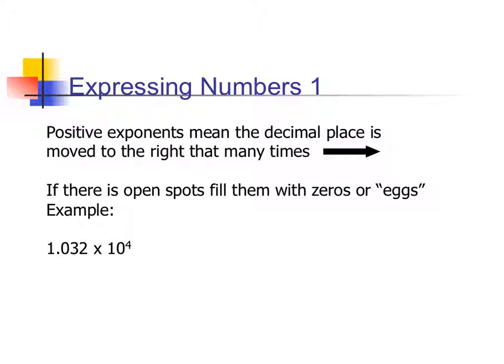So if we take our example here, and we move it 4 places. So I'm going to rewrite my 1.032, and I'm going to move my decimal place 4 places to the right. 1, 2, 3, and I need to fill a 4th. So that's where I'm going to put my decimal place.